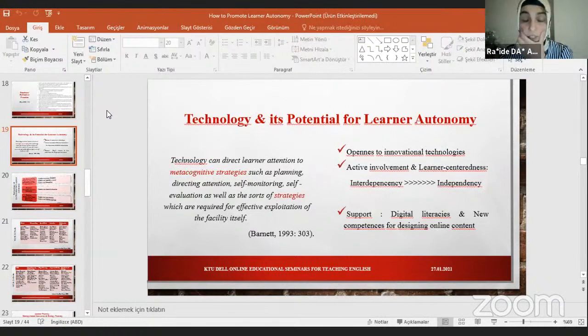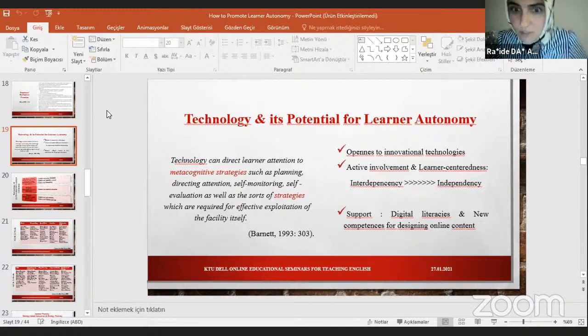At the very beginning, before discussing all these things about technology and its potential, we should be aware that as teachers, you should be open to innovational technologies. You should be open to trying something new. And as a teacher, you should encourage your learners to use those technologies. Their active involvement and participation is important, so you should give an emphasis on active involvement and learner-centeredness.